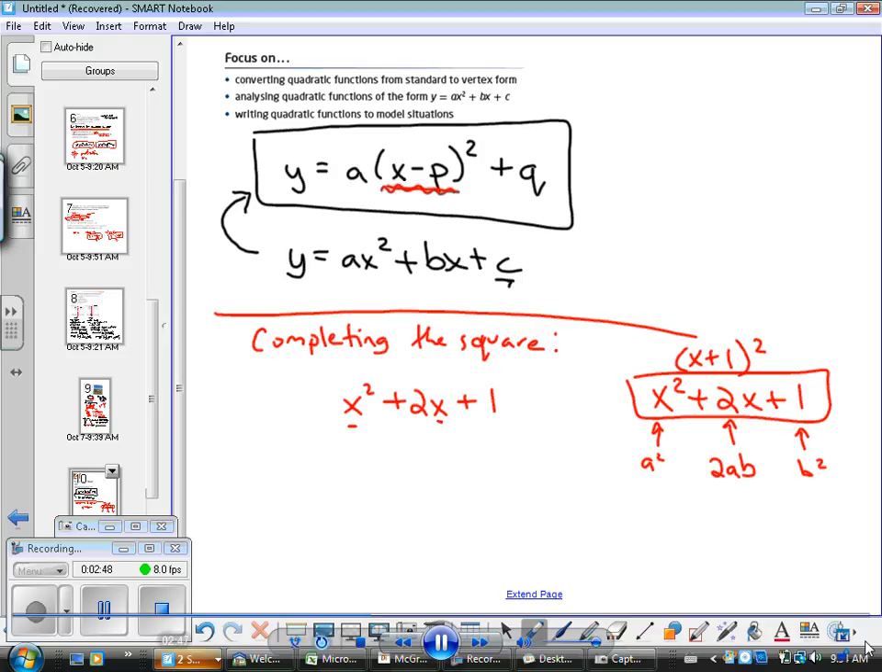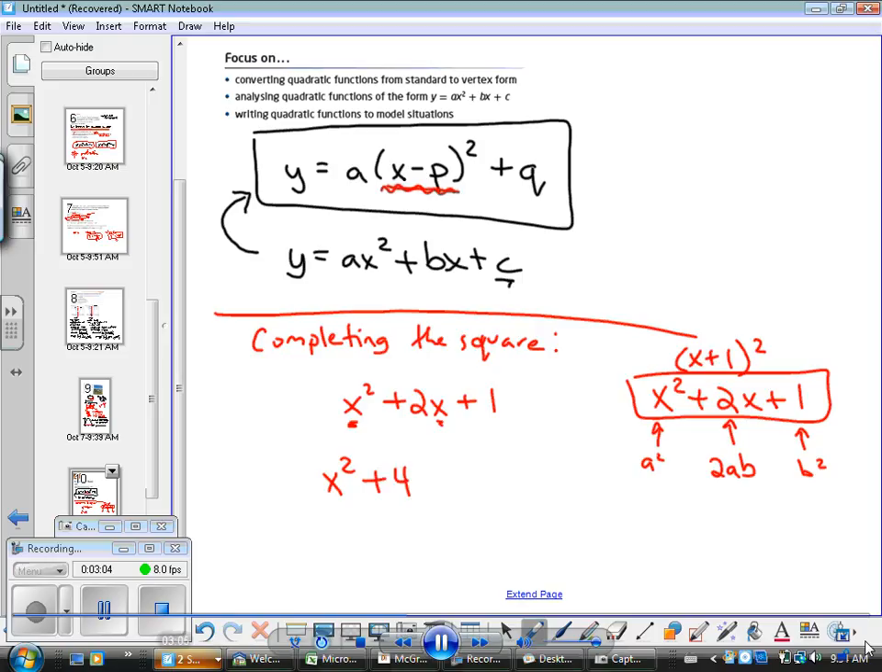You want to find that last term, you can take the 2. Okay, we know that x is the square root of x squared. Okay, so that 2 is 2 times the square root of the last term. Okay, so it's 2 times 1, so 1 must be the square root of the last term. So that's why our last term is 1.